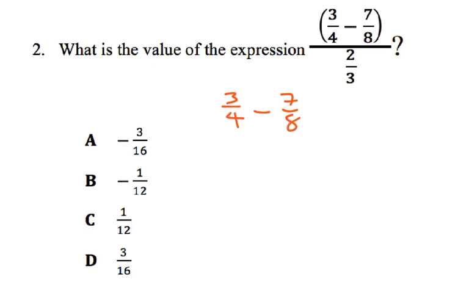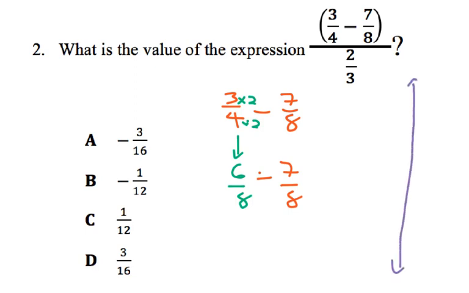So I know that 4 goes into 8, so I'm going to multiply this by 2/2. And then I get this equivalent fraction of 6/8. And now I can bring down the minus 7/8. From there, you guys should use an open number line and see what we're left with.